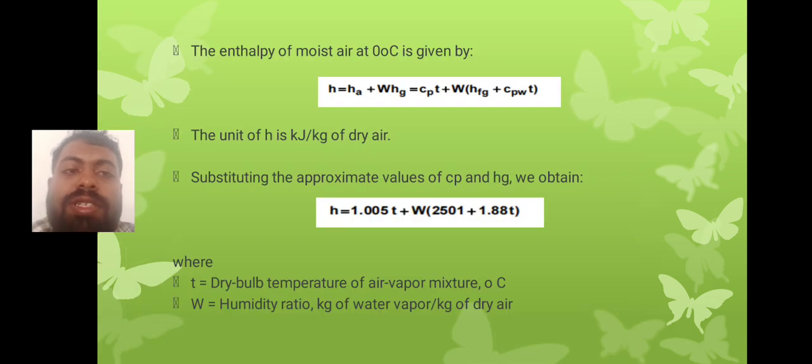The enthalpy of moist air at 0 degrees Celsius is given by H = Ha + W Hg, which is equal to Cp T + W (Hfg + Cpw T). The unit of H is kilojoules per kg of dry air. Substituting the approximate values of Cp and Hg, we obtain H = 1.005 T + W (2501 + 1.88 T), where T is the dry bulb temperature of the air-vapor mixture at 0 degrees Celsius, and W is the humidity ratio, which is kg of water vapor per kg of dry air.